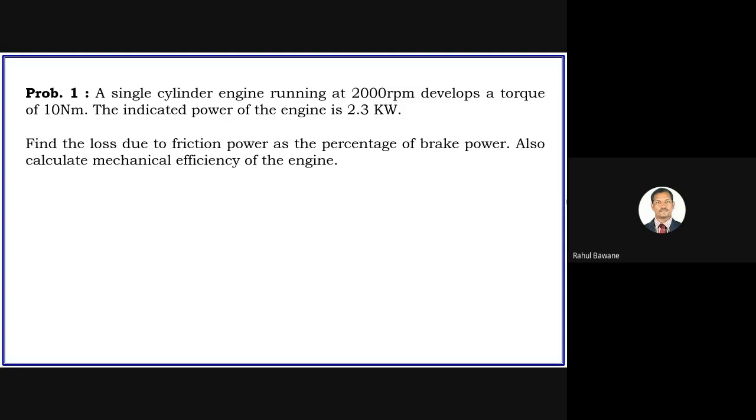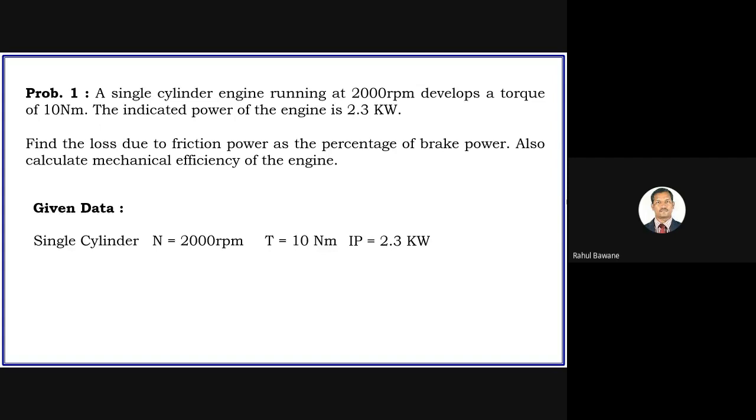So first problem is a single cylinder engine. So we come to know that there is only one cylinder. Given data: a single cylinder engine running at 2000 RPM, so speed is given, develops a torque of 10 Newton meters, so torque is given. The indicated power of the engine, so IP is also given, that is 2.3 kilowatt. Find the loss due to friction power as the percentage of brake power.